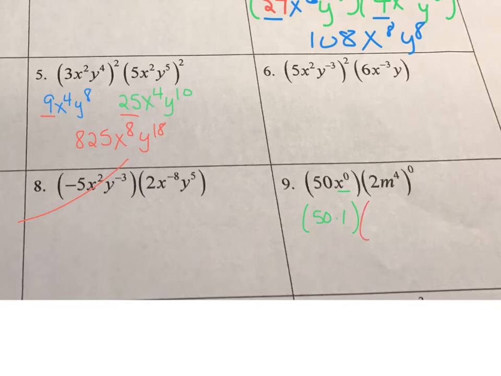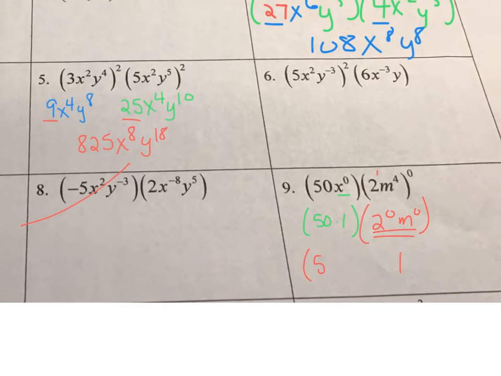So you could do this. 2 to the 1 times 0 is 2 to the 0. m to the 4th to the 0 is m to the 0. But what's anything to the 0 power? This entire parentheses just equals 1. So what I have is 50 times 1 times 1. That's just 50. That's how I got my answer.